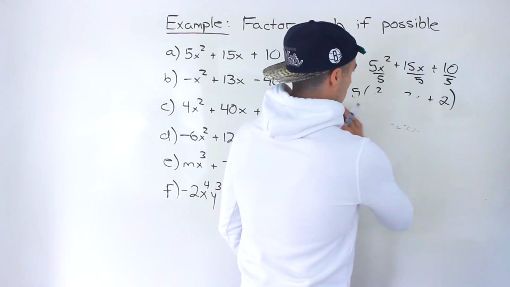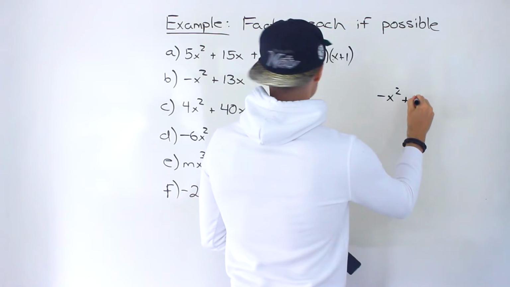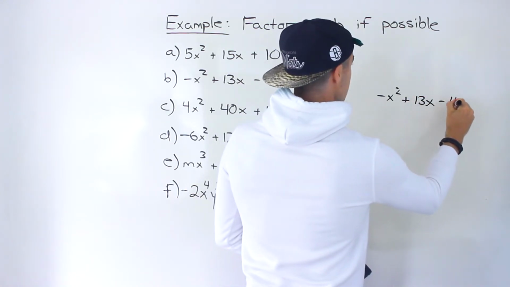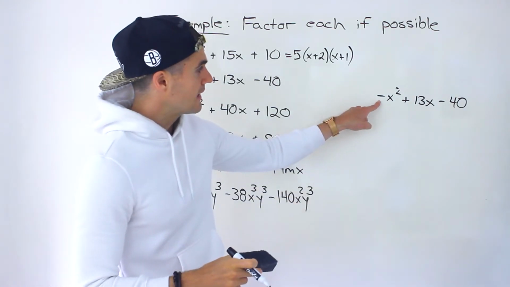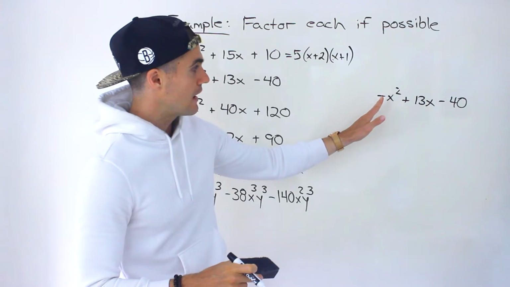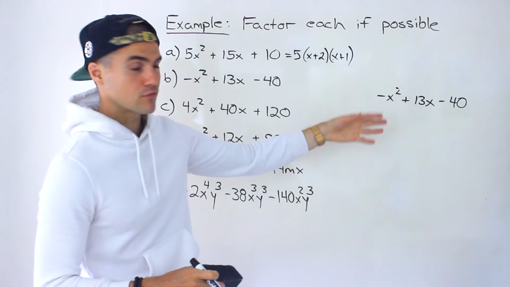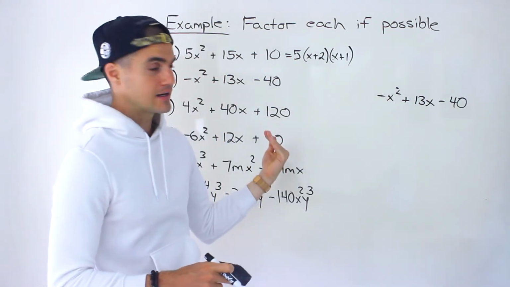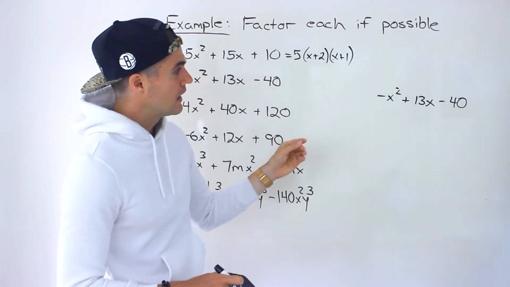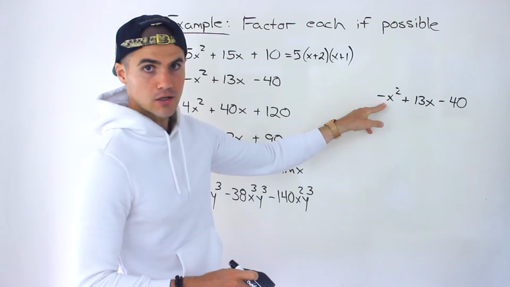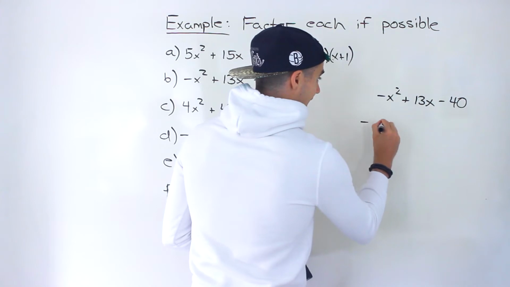Part B, what do we got here? We have negative x squared plus 13x minus 40. So in this particular case, notice we have a negative here. Whenever I have a negative value for the leading coefficient, whether it's -1, like in this case, or it could be -2, -3, I always take out at least a -1. Right? And over here in this particular case, we could only take out a -1. I always like to work with quadratics where that leading coefficient is going to be positive. So we have a -1 in front here, so we'll definitely take that out.